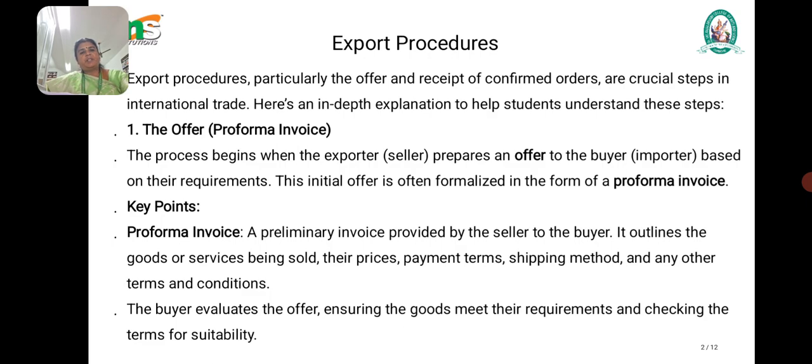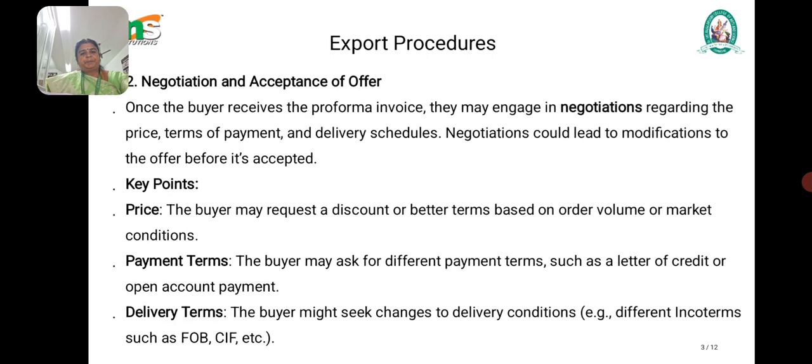The process begins when the exporter, that is the seller, prepares an offer to the buyer, that is the importer, based on their requirement. The initial offer is often formalized in the form of a pro forma invoice. Key points: pro forma invoice, a preliminary invoice provided by the seller to the buyer. It outlines the goods or services being sold, their prices, payment terms, shipping method, and any other terms and conditions.